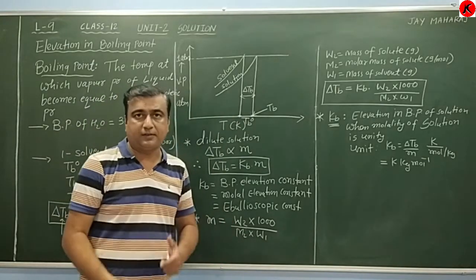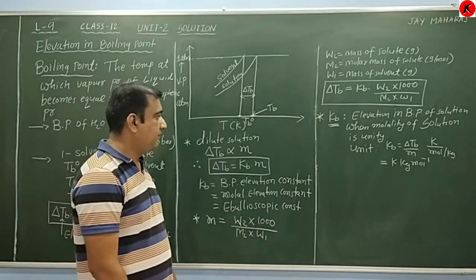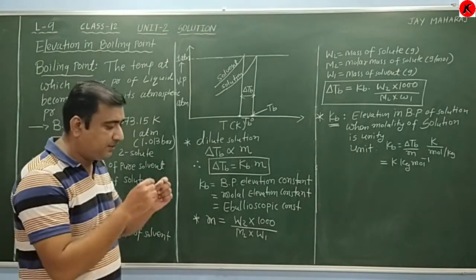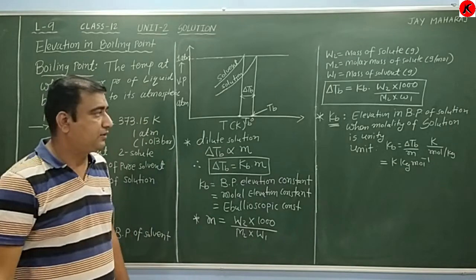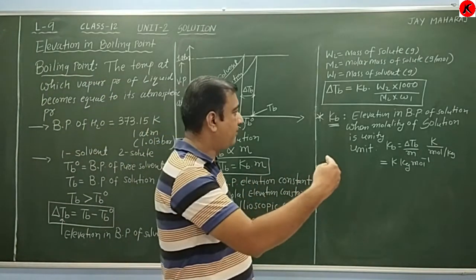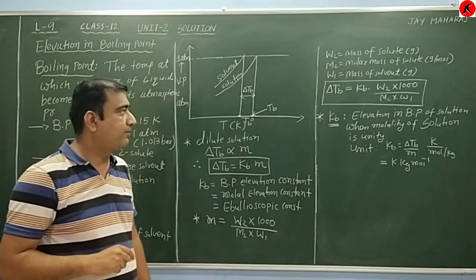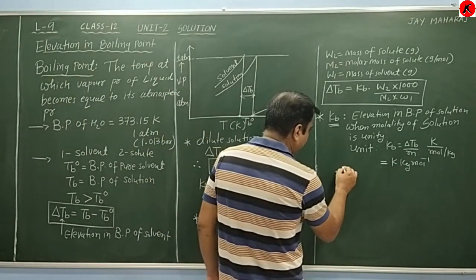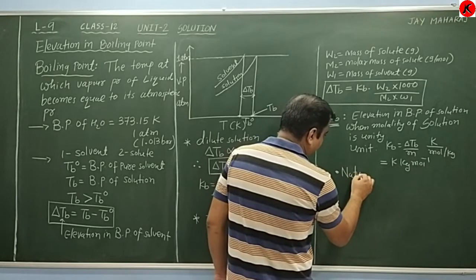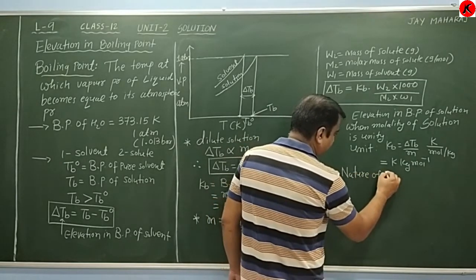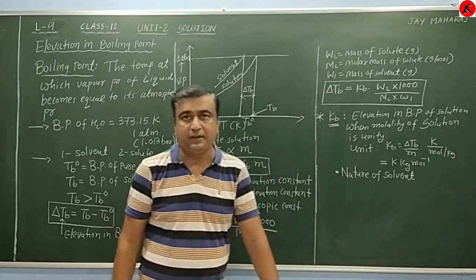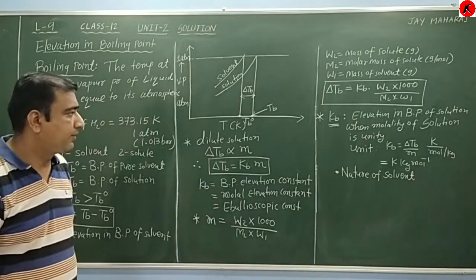Now on which factors does Kb depend? Kb is a characteristic of the solvent. That means Kb depends upon the nature of the solvent. As the solvent changes, the value of Kb changes. That means different solvents have different values of Kb.